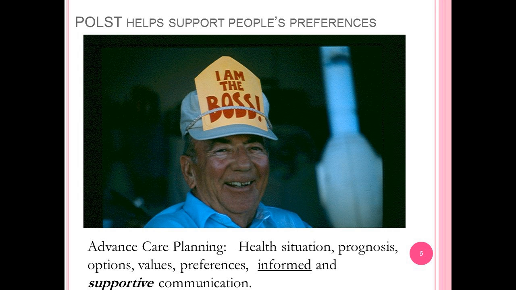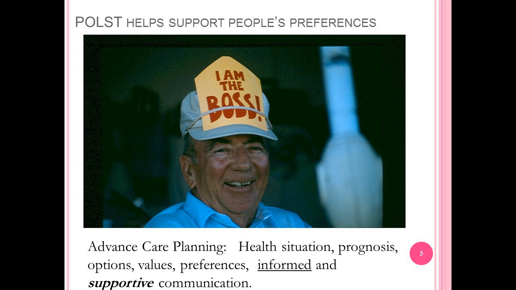The bottom line of POLST is to help support people's preferences. So POLST is a way that we can find out what it is that people who are close to the end of life, probably within a year of the end of life, feel about their health situation, their prognosis, their medical options, their values, their preferences. This is all about advanced care planning, and it's an informed approach to advanced care planning.